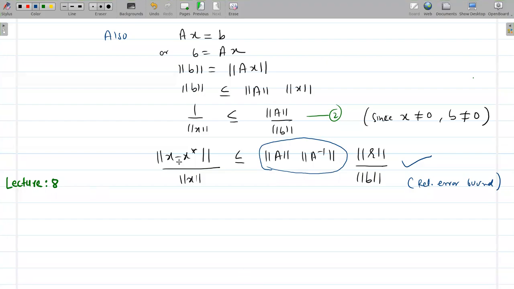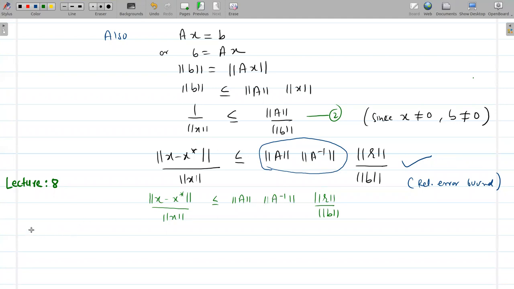So we have found the relative error bound in the previous lecture. This is: relative error is less than or equal to norm of A multiplied by norm of A inverse multiplied by norm of R over norm of B. And on the right-hand side, this norm of A and norm of A inverse depend only on the coefficient matrix.